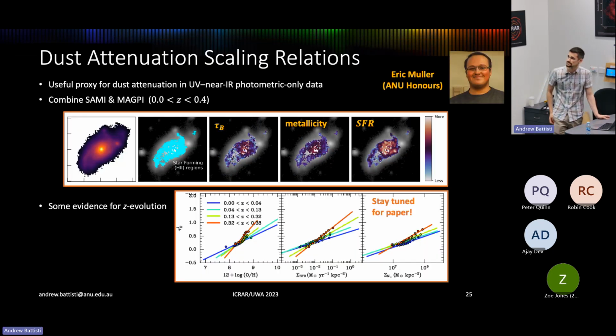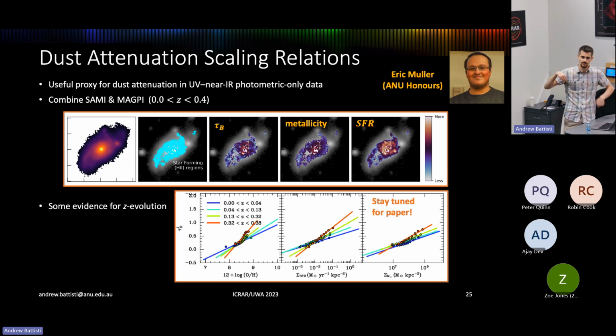I also just wanted to quickly highlight a project that's being done by honours student Amy working with me. His project was combining SAMI and MAGPIE to understand how much the relationship between dust in galaxies is changing with redshift over the sort of marginal redshift range that we have access to. So this panel on the bottom right is showing the Balmer optical depth parameter that I highlighted before. So larger values mean more dust as a function of things like metallicity, star formation rate, surface density, and stellar mass surface density. And you can see that there seem to be more marginal changes in these patterns.